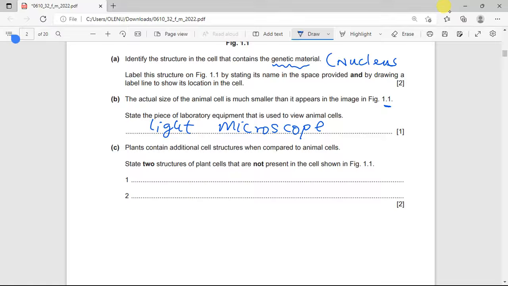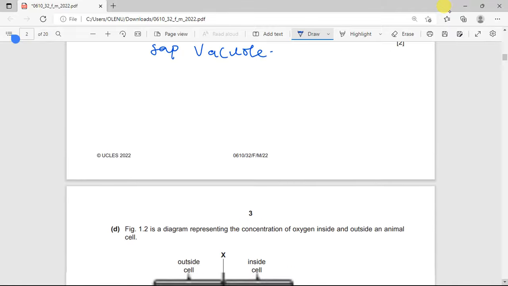Next, plants contain additional cell structures when compared to animal cells. So state 2 structures of a plant cell that are not present in the cell shown in figure 1.1. Now, figure 1.1 is an animal cell. So plant cells have chloroplasts, they all have a cell wall, and plant cells have a sap vacuole that helps to store cell sap. So any 2 of those, you get your full mark.